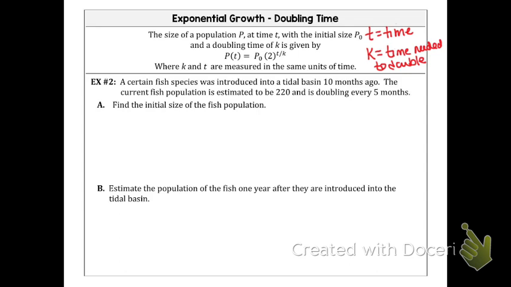All right, so example 2 says a certain fish species was introduced into a tidal basin 10 months ago. The current fish population is estimated to be 220 and is doubling every 5 months. Find the initial size of the fish population. Well, that 220 we know is the population right now.